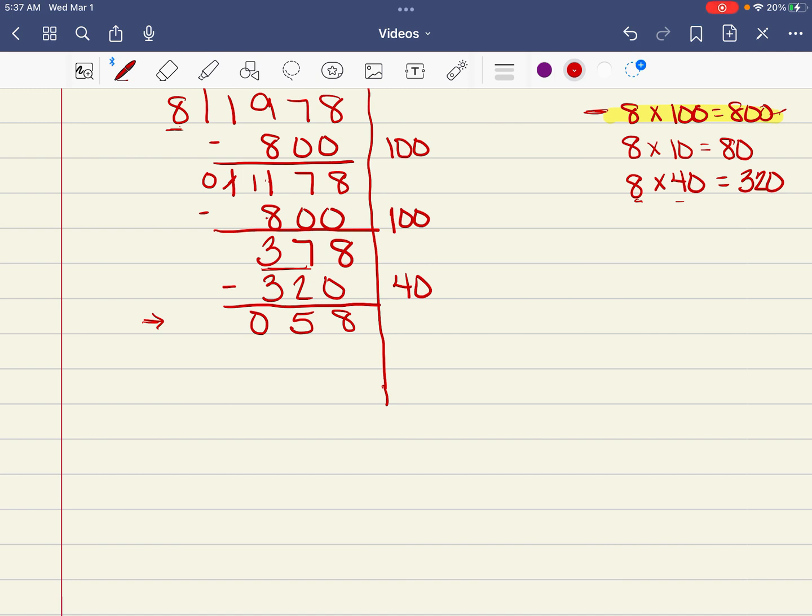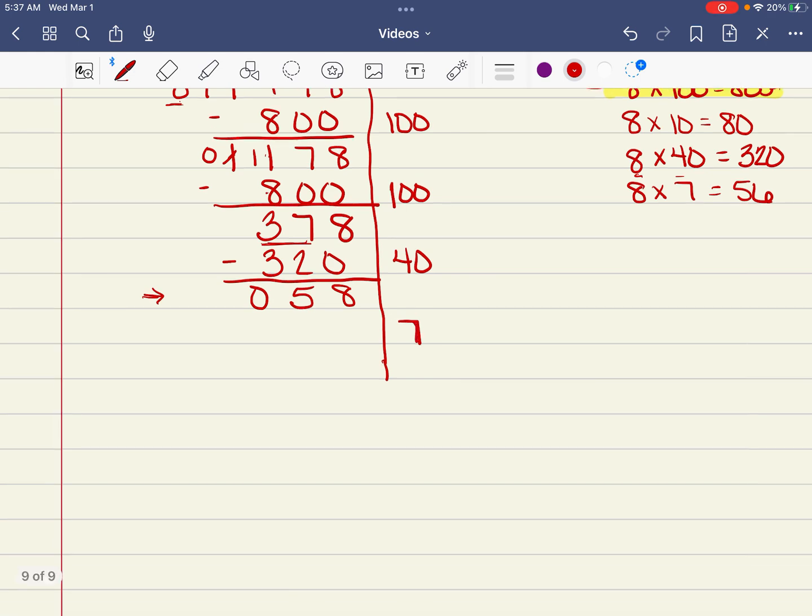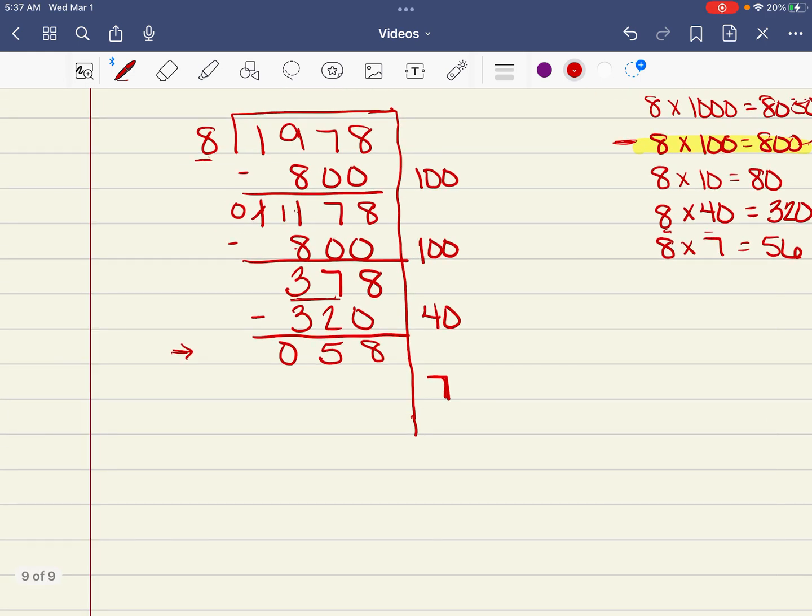All right. And so now I'm like, okay, well, what can I do? I know my multiplication fact, so 8 times 7 is 56. That's the closest I have left over. All right, so let's do 7 groups of 8. 7 times 8 is 56. And 58 minus 56 is 2. So I have a remainder of 2 because I can't get a group of 8 out of there.